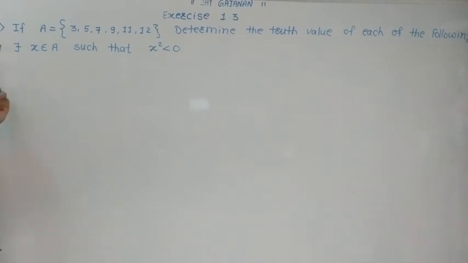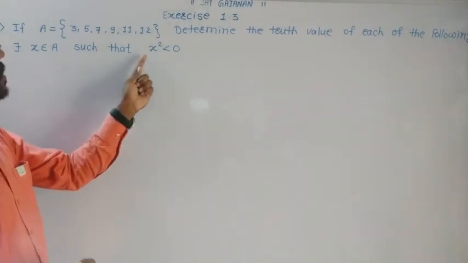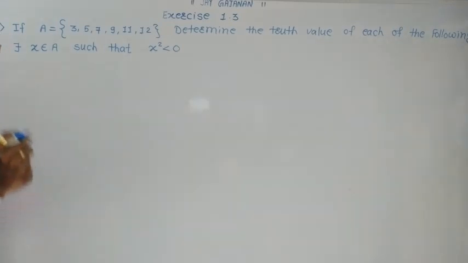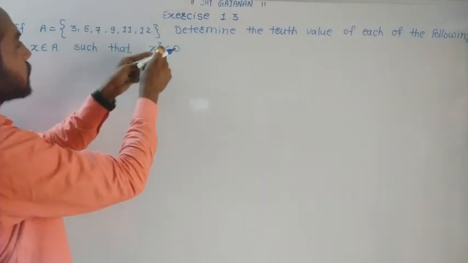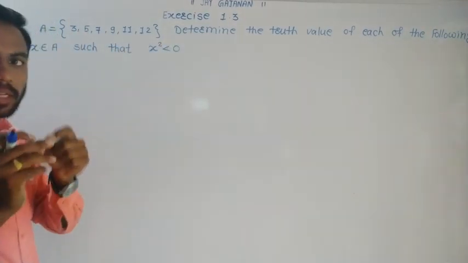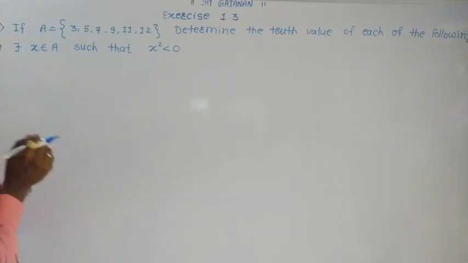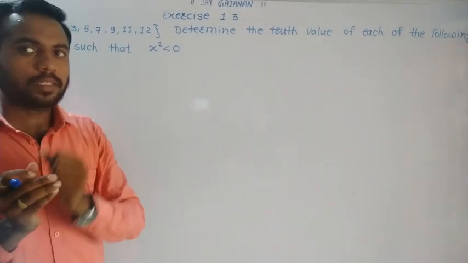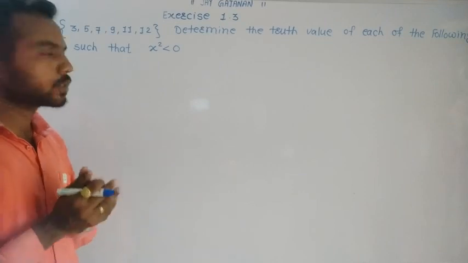Now the third example is there exists x belong to A such that x square is less than 0. It means if at least one element in a set A satisfy the condition x square less than 0, then we can say the given statement is true, otherwise false. Now we know that the square of every real number is positive. Therefore, x square is less than 0 is not possible.